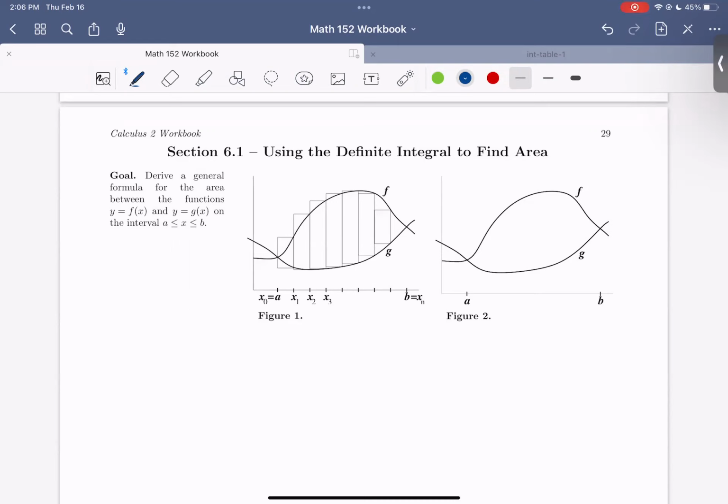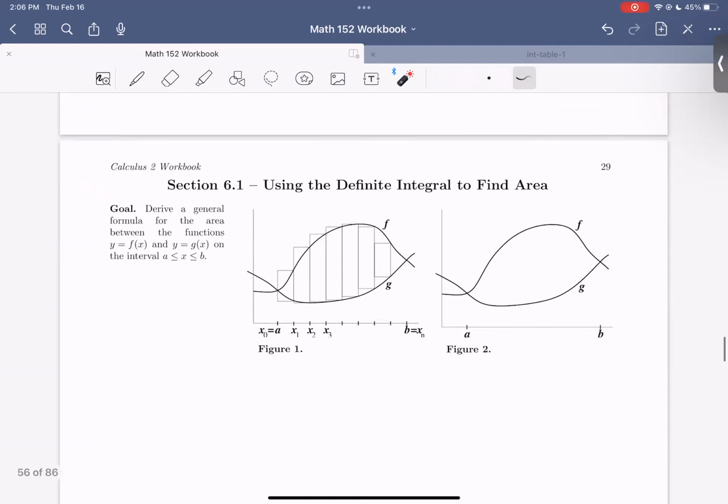So in chapter 6, rather, we're going to look at some different applications of integration and integrals. In particular, 6.1, using the definite integral to find area. Well, we've already done this in some of our previous chapters, using an integral as an area, because that's what an integral is. However, the application that we look at in this section, 6.1, is when we're computing area between two curves. So let's get started by looking at this goal here.